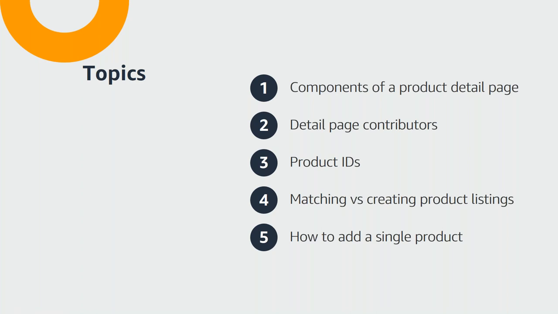Here's an overview of what we're learning today: what the components of a product detail page are and how they help customers make buying decisions, who contributes the information found on product detail pages, what product IDs are, why you'll usually need one to list, and how to find or obtain one, what the difference is between matching existing products and creating new product listings, and how to add a single product to your inventory.